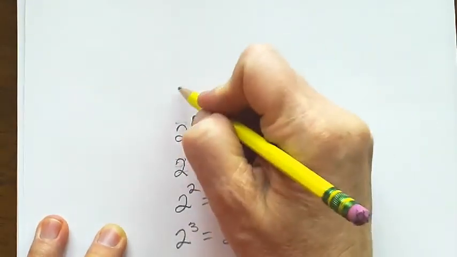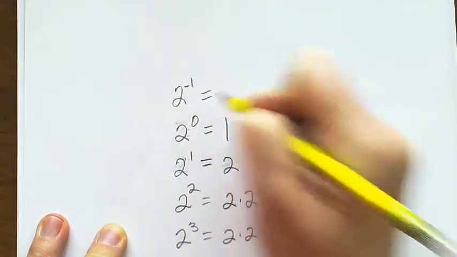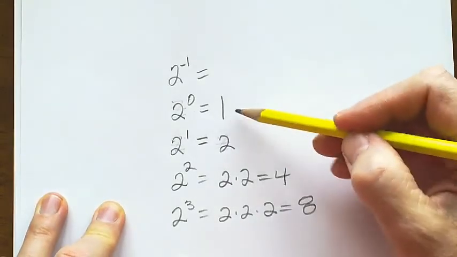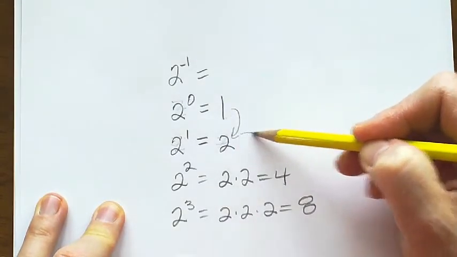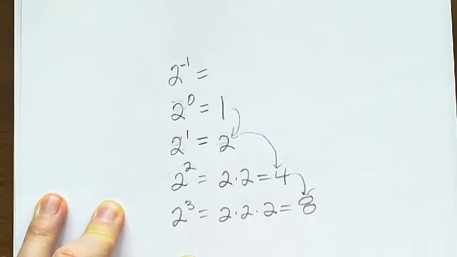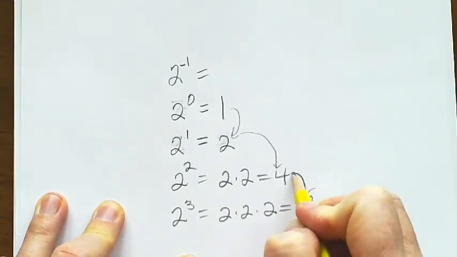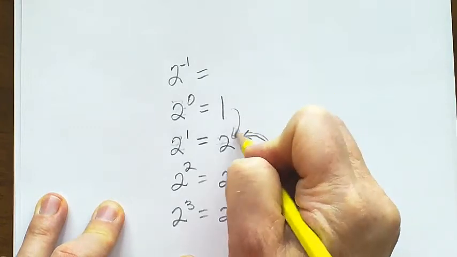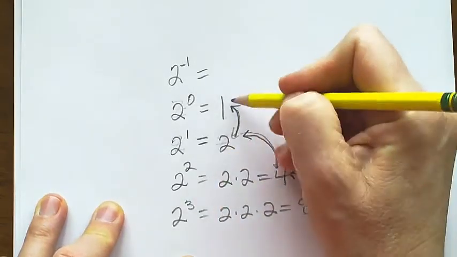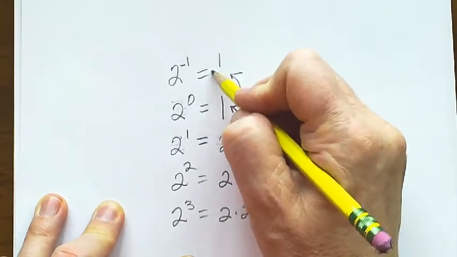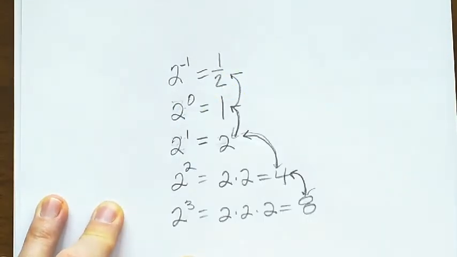Okay, well what about 2 to the -1 power? Well, let's look at this. We've got a pattern. You're multiplying by 2 to go forward, right? What about going backwards? You're dividing by 2. 8 divided by 2 is 4. 4 divided by 2 is 2. 2 divided by 2 is 1. So what am I going to do here? You said it correctly if you said 1 divided by 2.